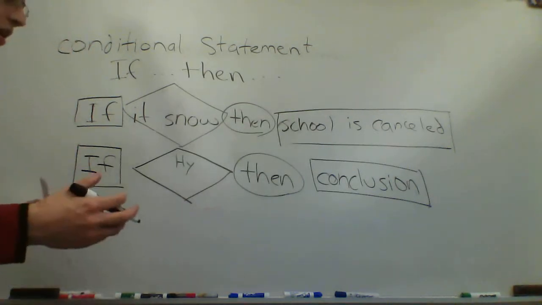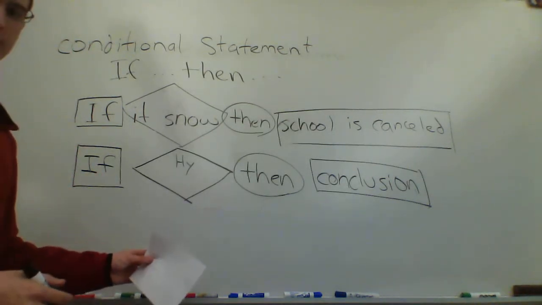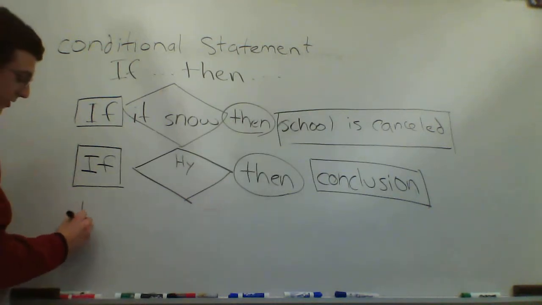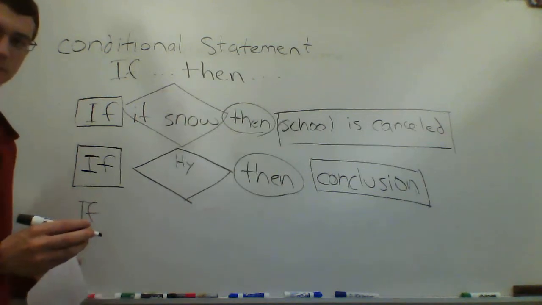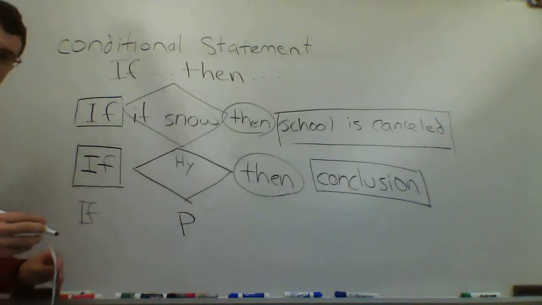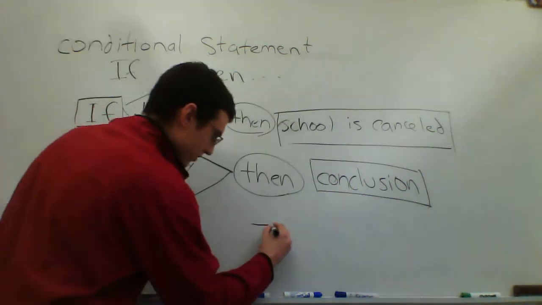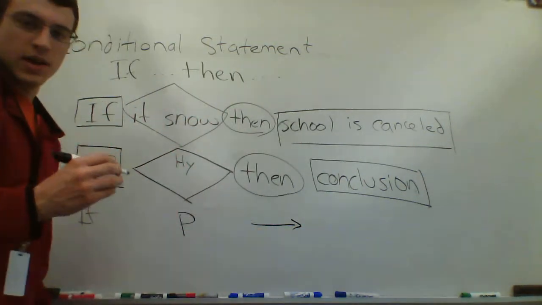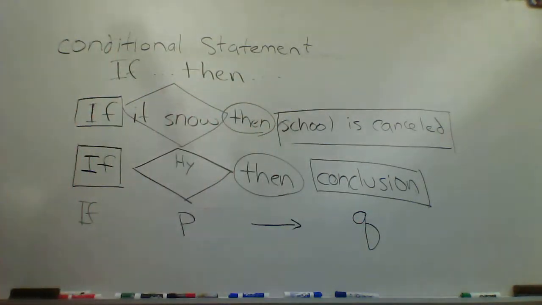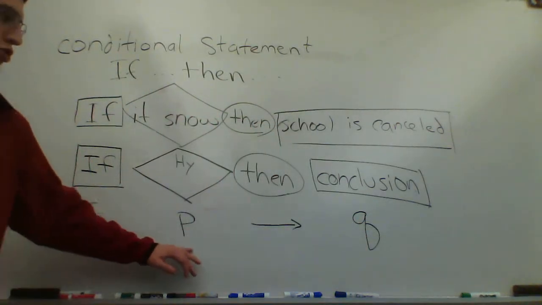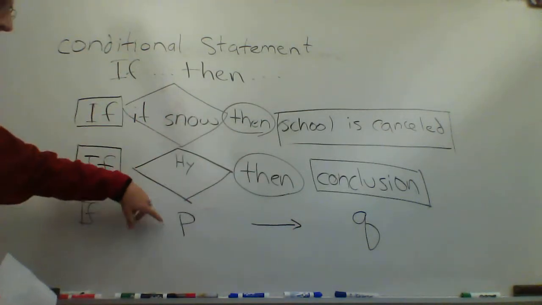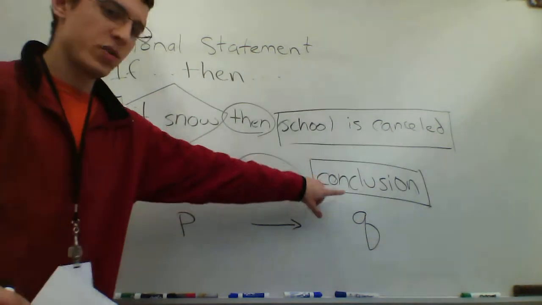Now, to make our lives a lot easier, we have shorthand for everything, right? So, the if is denoted by if. It's always the same, right? Hypothesis is called P, right? Our then is an arrow. And our conclusion is a Q, right? So this is our shorthand for everything up here, right? Hypothesis is P, then is arrow, Q is your conclusion.